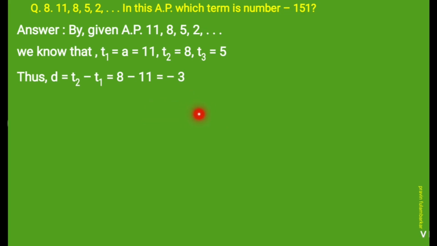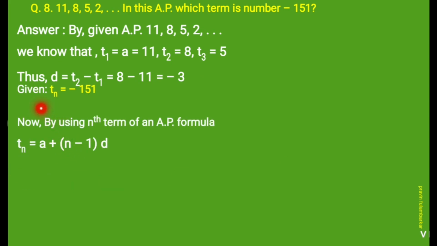So we calculate the common difference first. So d is equal to T2 minus T1. So 8 minus 11 we get minus 3. That means d equals minus 3. Given Tn is equal to minus 151. That means we have to find the value of n here. Now by using the nth term formula of an arithmetic progression, Tn equals a plus n minus 1 into d, we have the value of a, we have the value of the common difference d, and we have the value of Tn. So from that we can calculate the value of n.